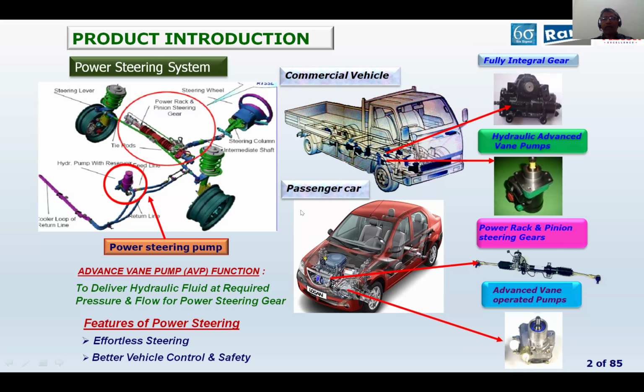These are all the models, commercial vehicles and passenger cars. For commercial vehicles, we are using fully integral type gears, and for passenger cars, we are using power rack and pinion gears. For this power rack and pinion gear, the pump is connected directly with the engine, and it supplies hydraulic fluid to the power steering gear, rack and pinion gear, to make driving effortless when using the power steering system.